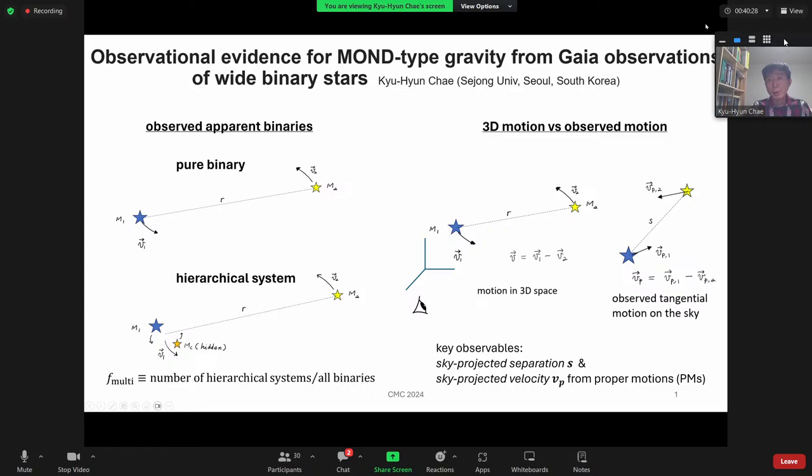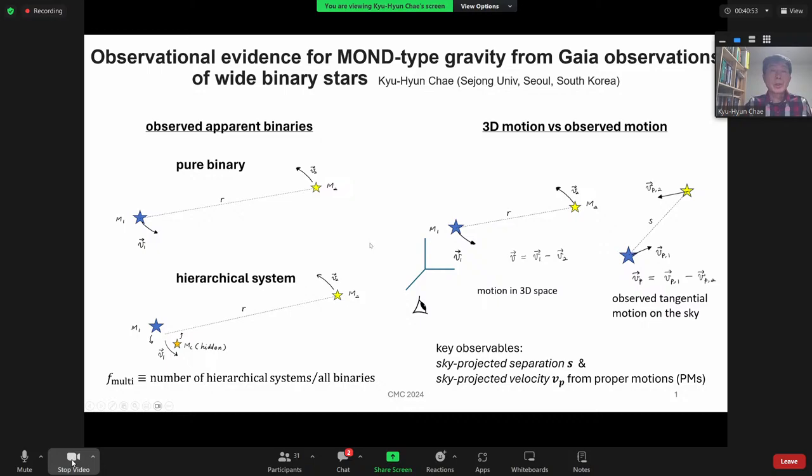Okay. Wide binaries have been probably one of the hottest topics in astronomy and astrophysics for the past six months or so. So I think this will be an exciting time to discuss the current issues.